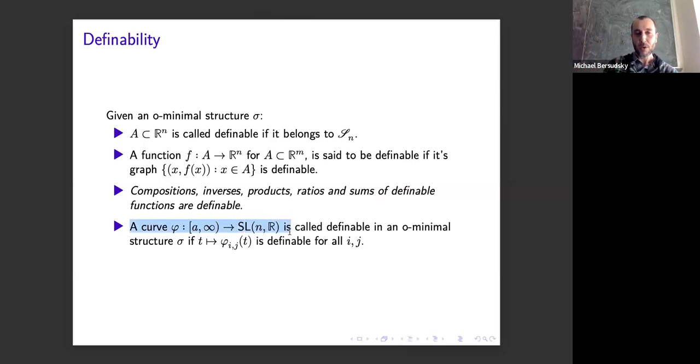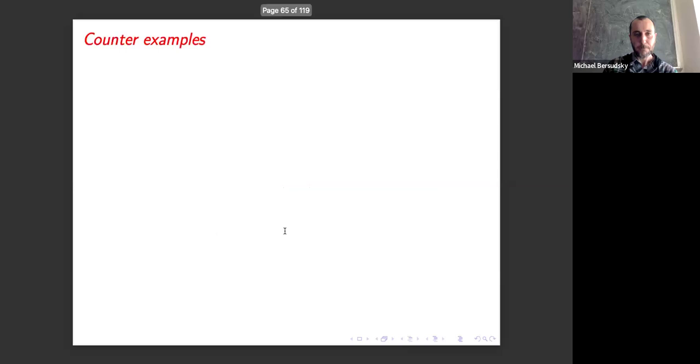Now we'll be focusing on curves. What is a definable curve in an o-minimal structure? It will be definable if each coordinate is. So you have a matrix phi, a curve of matrices. It will be definable if all coordinate functions are definable. Now my goal is to give some counterexamples for equidistribution. When we take such a nice curve, can we expect failure of equidistribution?